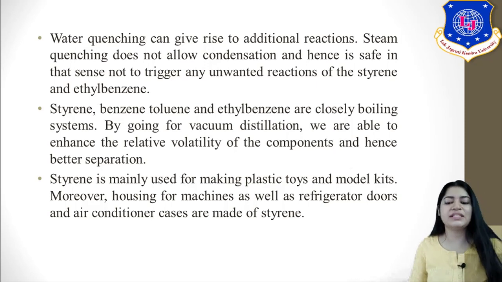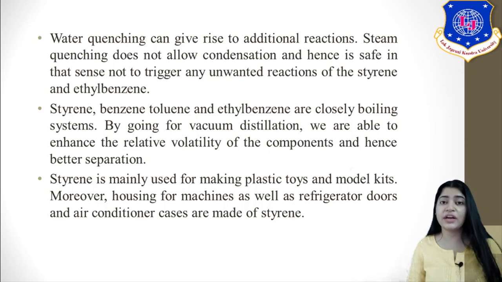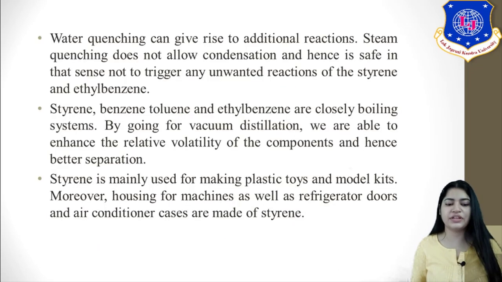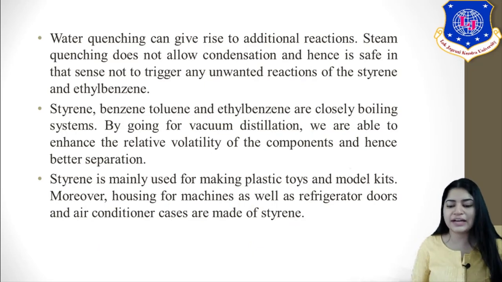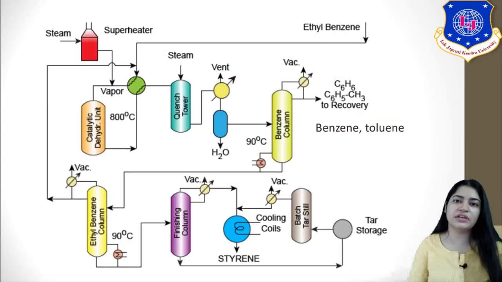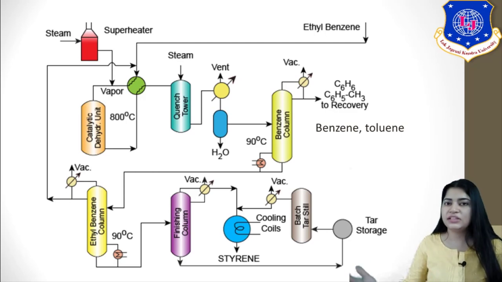Now, styrene, benzene, toluene and ethyl benzene are close boiling components. So here you can see why we need three different columns, because they are close boiling components. By going for vacuum distillation, we are able to enhance the relative volatility of the components and hence get better separation. That is why vacuum is written at the top. You are subjecting all your fractionation columns to vacuum so as to separate these components as much as possible.